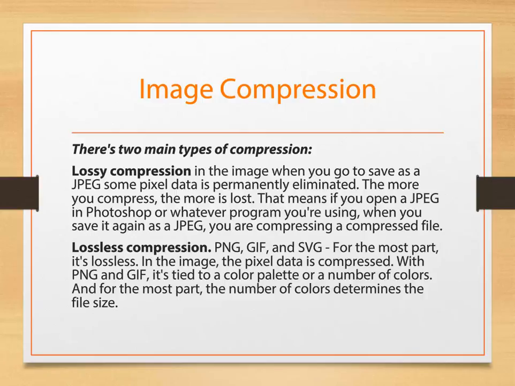Let's take a look at lossless compression. PNG, GIF, and SVG files, for the most part, are lossless. In the image, the pixel data is compressed. With PNG and GIF, it's tied to a color palette or a number of colors. And for the most part, the number of colors determines the file size. For the web, the goal is to pick the best file type for the job and then compress it for the web. Usually you get to see a preview of the compressed file to ensure it meets the qualities you want. A lot of the compression features depend on the software you're using.